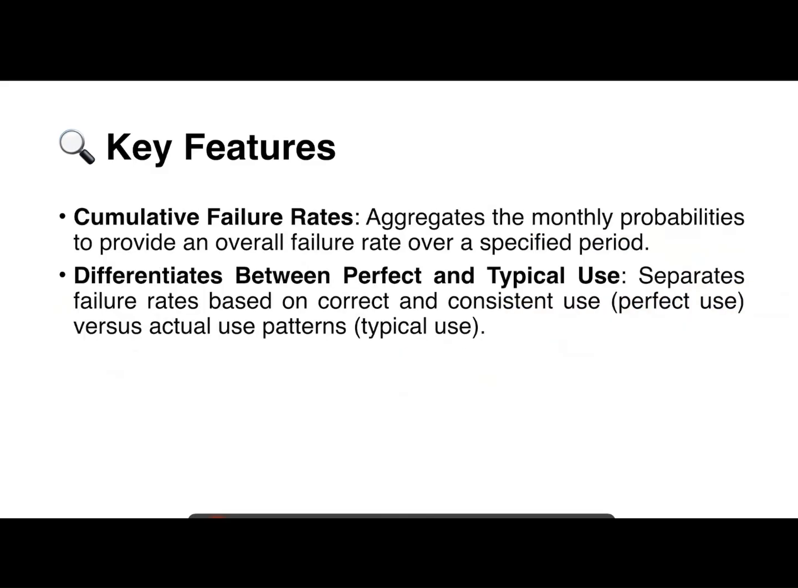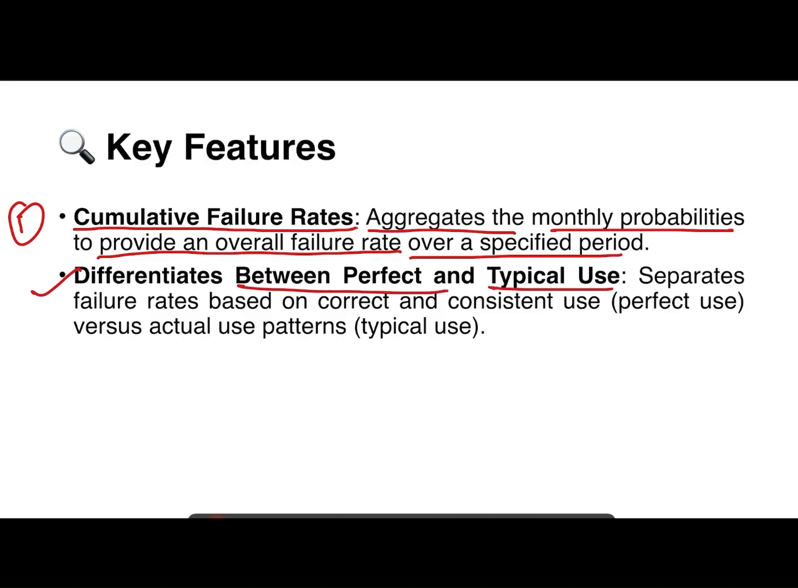The key feature of life table analysis is that it helps in the calculation of the cumulative failure rate. It aggregates the monthly probabilities which we have seen in the previous slide to provide an overall failure rate over a specific period of time. The limitation of the Pearl index is overcome by life table analysis in that it differentiates between a perfect and a typical user, separating the failure rate based on correct and consistent use, that is a perfect user, versus actual use pattern, which is a typical use pattern.